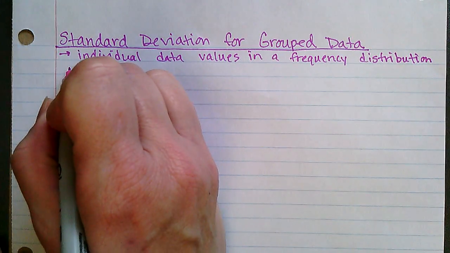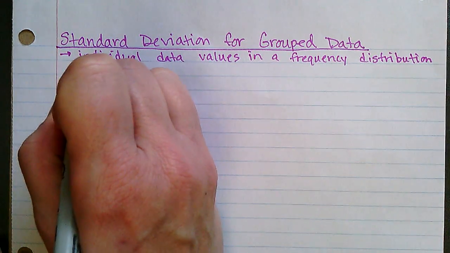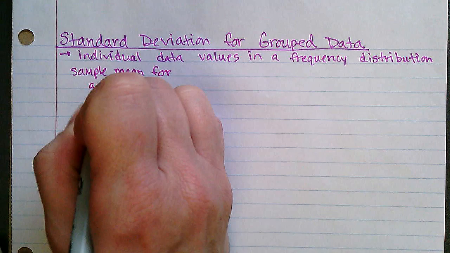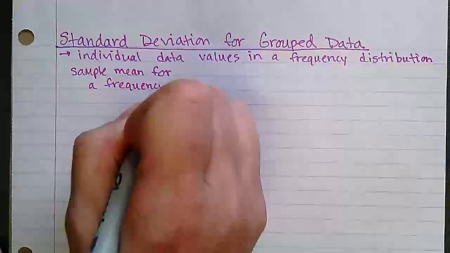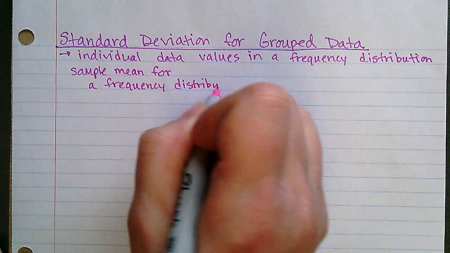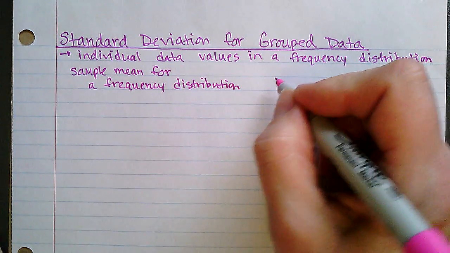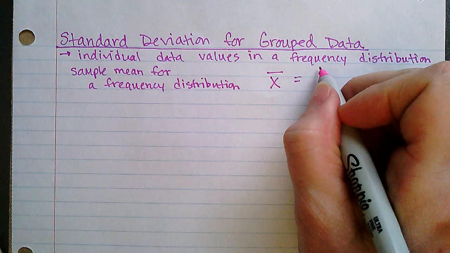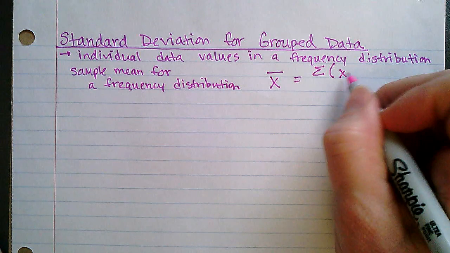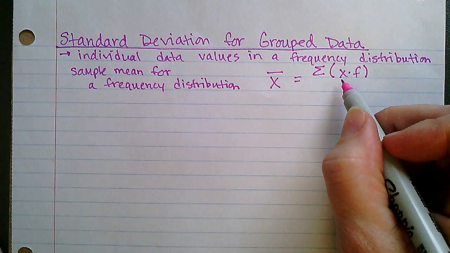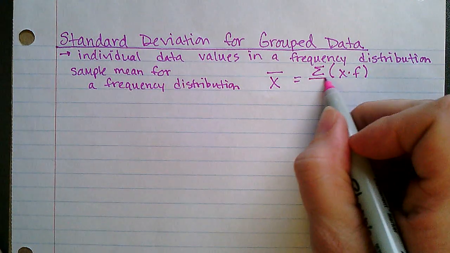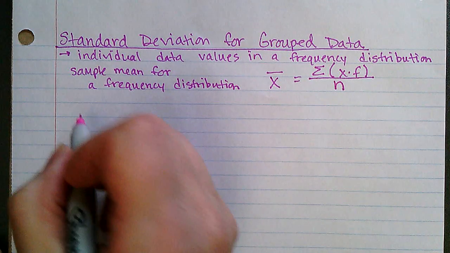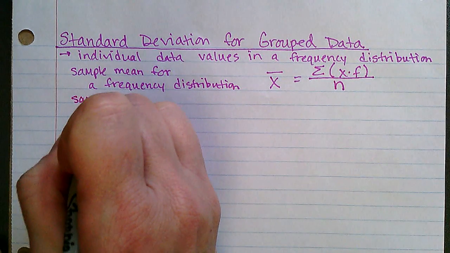So there are going to be formulas here. First, the sample mean specifically for a frequency distribution. Since it's a sample, it will be x bar. X bar equals the sum of x times f. Remember, x means the individual data value, f means the frequency, and then we're going to divide by n, which is the sample size. And then we'll need a formula for sample standard deviation.